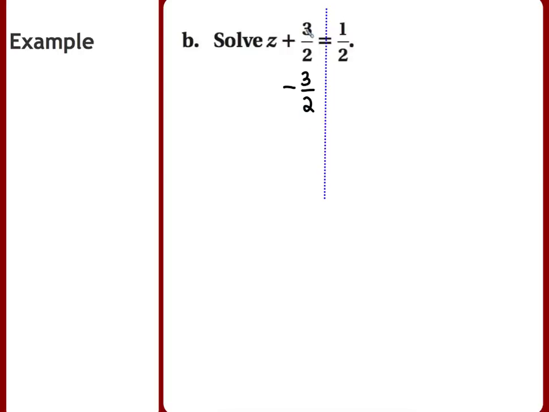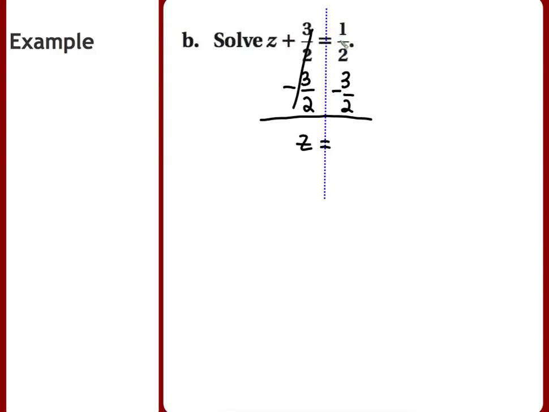Okay, so if we think of everything in terms of addition, adding a positive, the opposite of adding a positive is adding a negative. Now if I add a negative 3 halves on the left, I also have to add a negative 3 halves to the right. So what does that give us? A positive 3 halves and a negative 3 halves cancel. So that goes to 0, and I'm left with z on the left. And then a negative 3 halves and a positive 1 half.